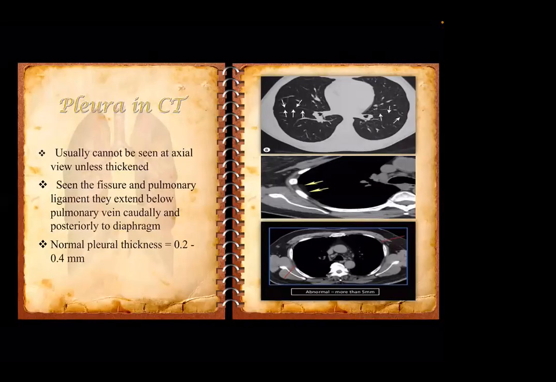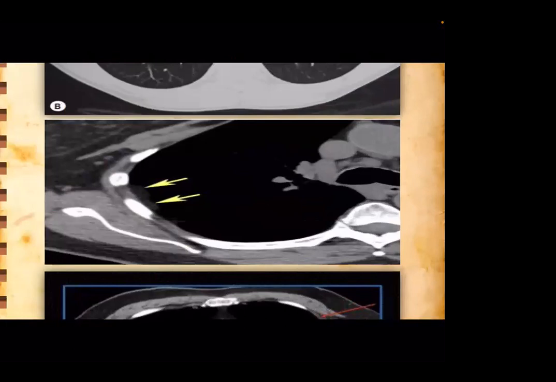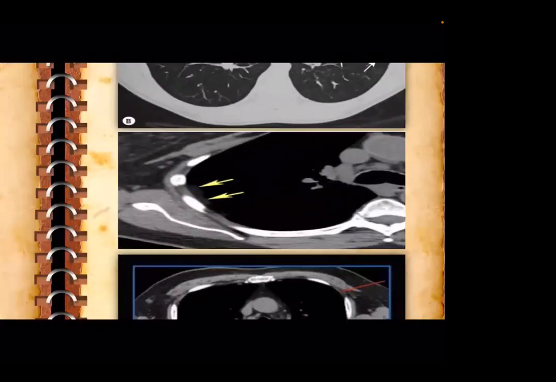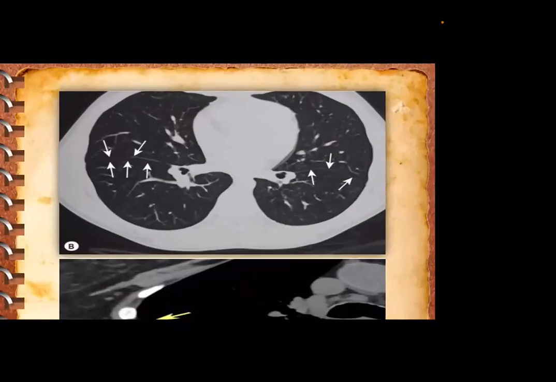And in this picture, that appearance is extrapleural fat attached to the pleura. And this is the fissure, the big fissure, that extends between both lobes of the lung.